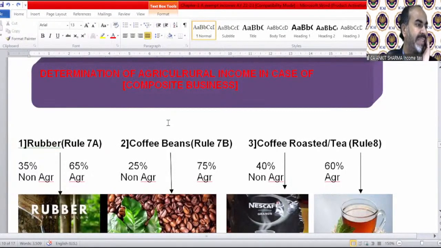Jagadevi Malappa is saying cold storage income is not agricultural, but it falls in the 4th category. No, it does not fall in the 4th category. We are going to discuss the composite business category. Cold storage income does not fall in any category of agriculture income. That is going to be taxable, purely taxable.